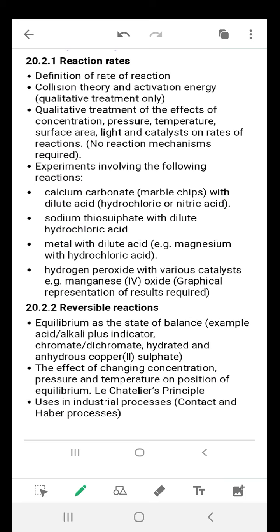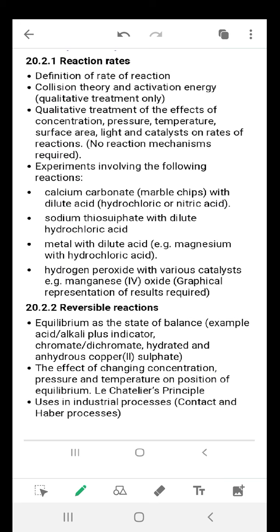Then there is the practical part, where we look at the experiments involving the factors that affect reaction rates. So that's a practical on concentration, a practical on temperature, a practical on a catalyst, and a practical on surface area. That one we shall deal with when we are looking at practicals.